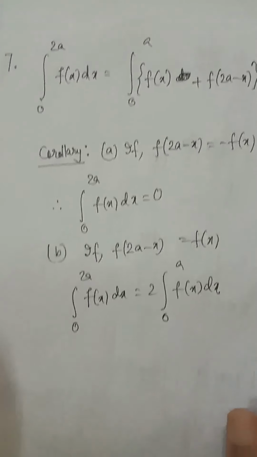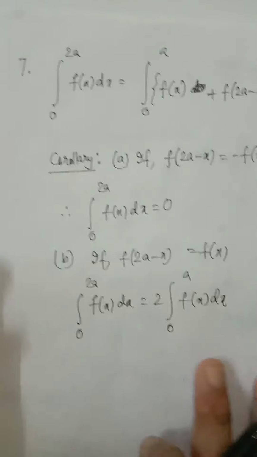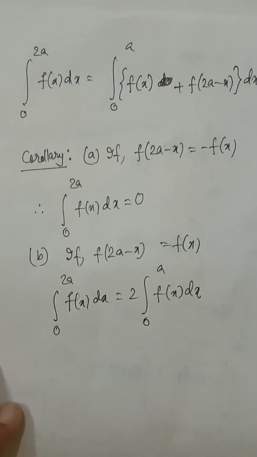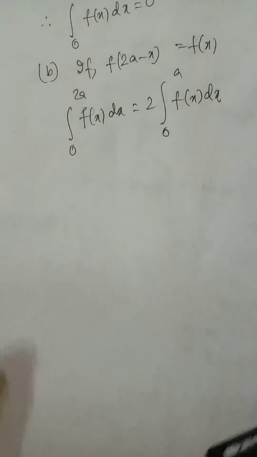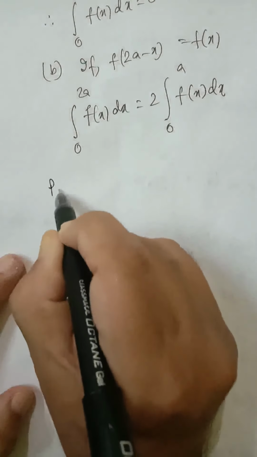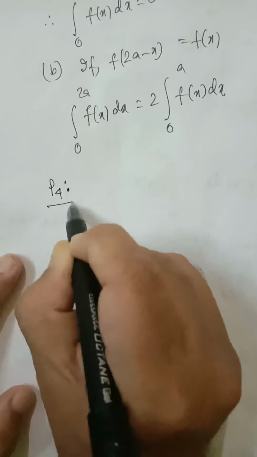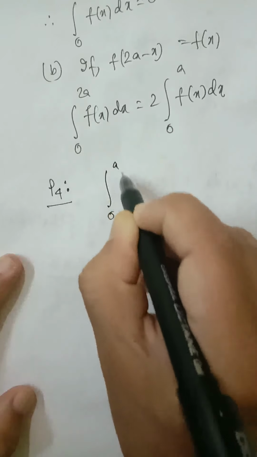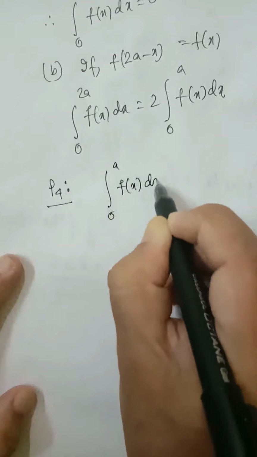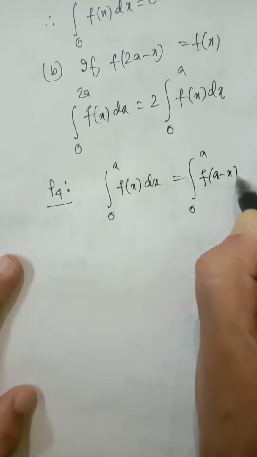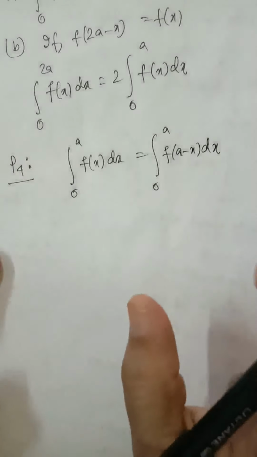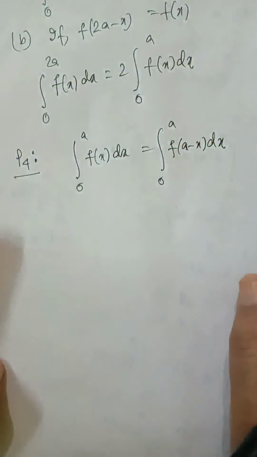And so these are some properties which are given in the NCERT book. And now one by one I will pick one particular property and solve some questions based on that. So first of all, let me pick this property number 4. It's very, very important, which is this: the integral from 0 to a of f(x) dx is equal to the integral from 0 to a of f of a minus x dx. So now I will solve some questions based on this particular property.